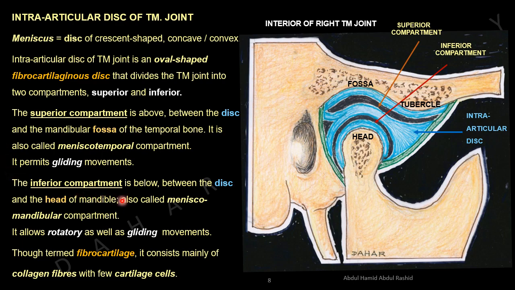The inferior compartment is below the disc. This is the inferior compartment below the disc, between the disc and the head of the mandible. Because of that, we call it the menisco-mandibular compartment. It allows rotatory and gliding movements of the TM joints. Though termed fibrocartilage, the disc consists mainly of collagen fibers with few cartilage cells.